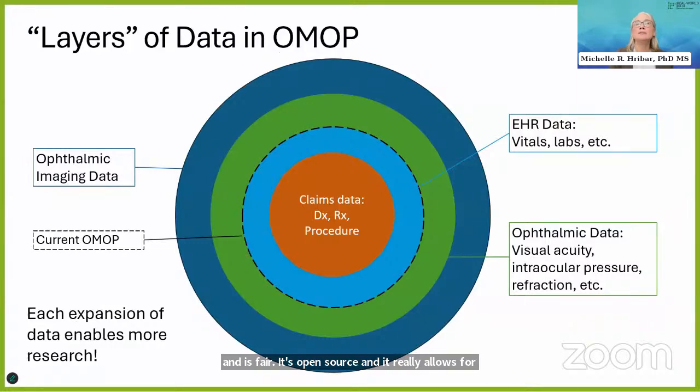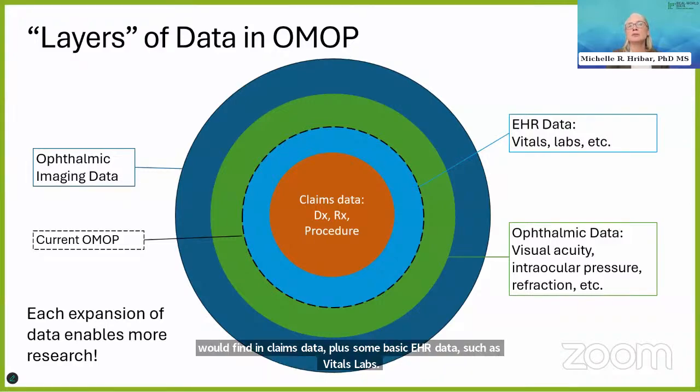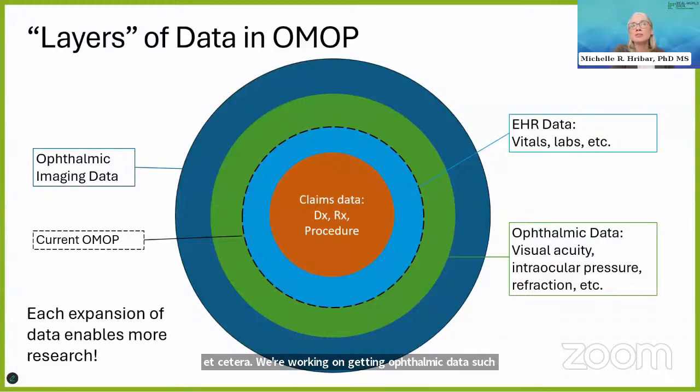And the standard OMOP really includes data that you would find in claims data, plus some basic EHR data, such as vitals, labs, et cetera. We're working on getting ophthalmic data, such as visual acuity, intraocular pressure, and refraction into the common data model. There are a few sites that have actually added IOP. And of course, the Holy Grail is also integrating ophthalmic imaging data.